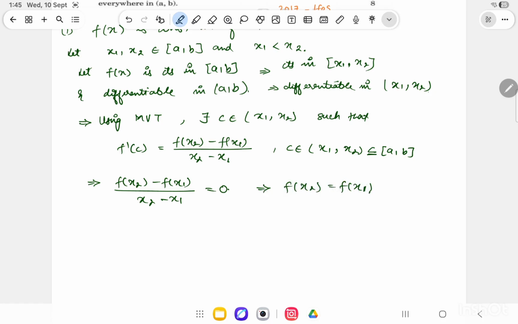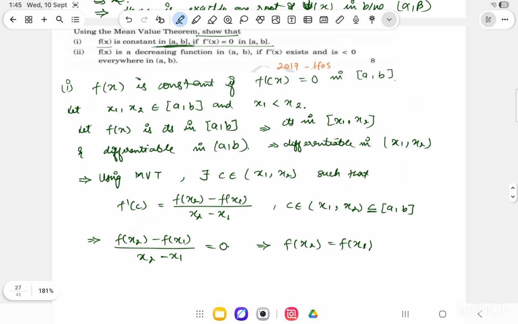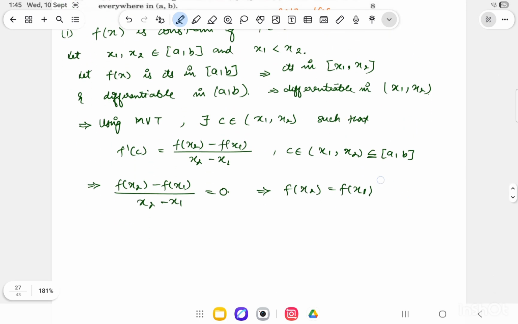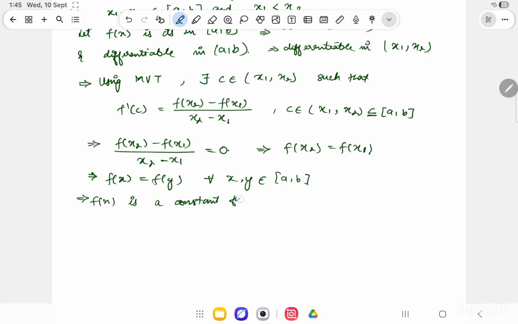But I have assumed that x1 and x2 are arbitrary points in closed interval a comma b. So we can say that f of x is equal to f of y for all x comma y in between a comma b. So from this we can conclude that fx is a constant function in a comma b.